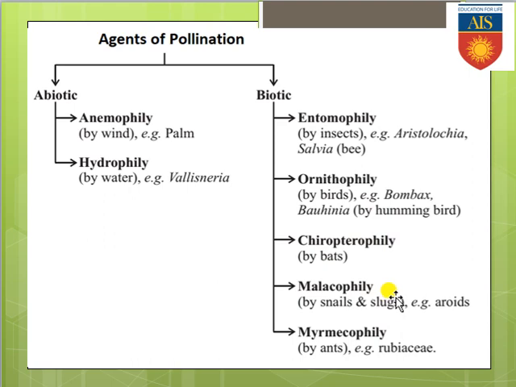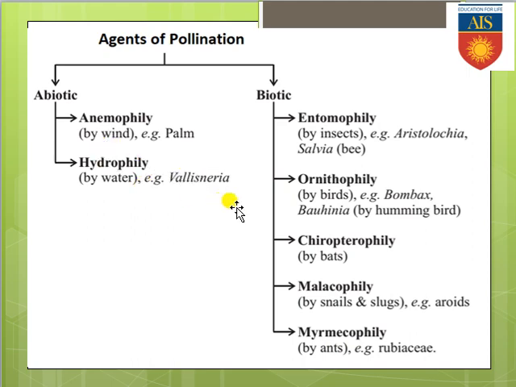Malacophily is the kind of pollination where malacos, that means mollusk organisms, help in the pollination process. Those flowers which get pollinated by these malacos or mollusk organisms are known as malacophilous flower. Next you can see myrmecophily. Myrmecophily is another type of pollination where ants are responsible for the pollination of the flower, and these kinds of flowers are commonly known as myrmecophilous flower. So up to these portions we have just discussed.